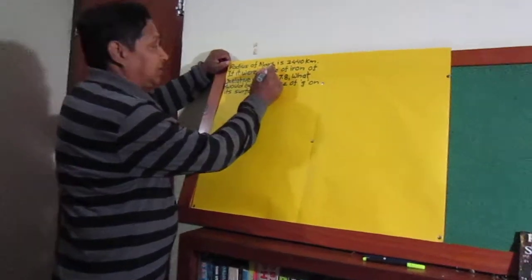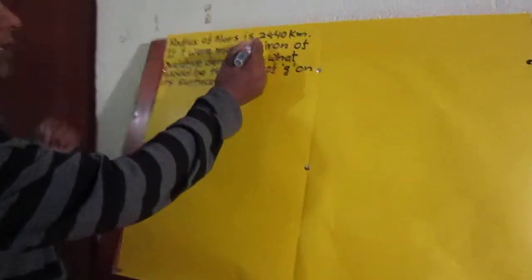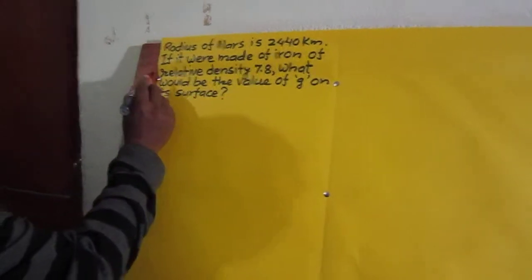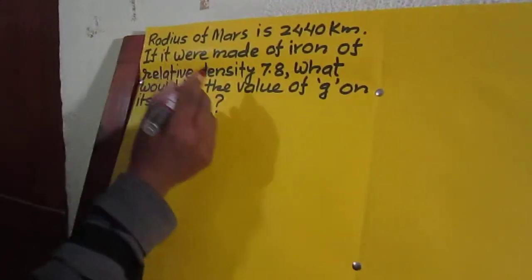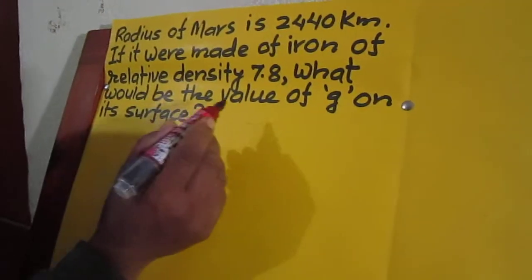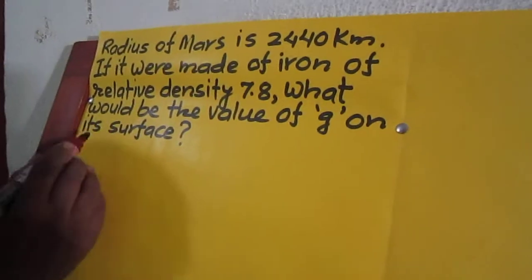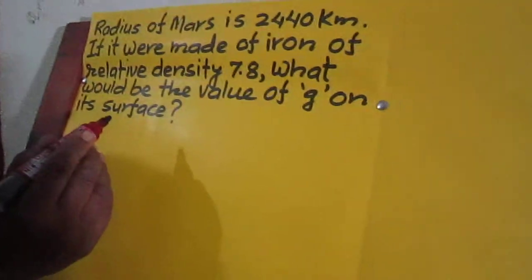Radius of Mars, one of the planets, is 2440 kilometer. If it were made of iron of relative density 7.8, what would be the value of g on its surface?